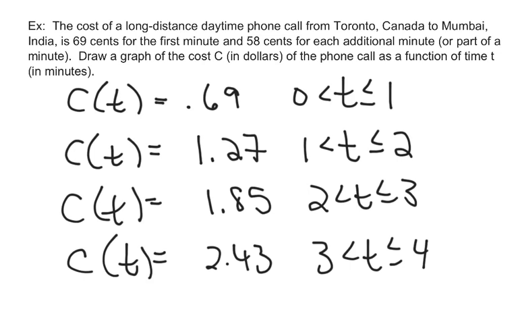Now, what would this graph look like when you go to graph it? Well, since you can't talk for negative time, we'll do mostly a first quadrant here. Here's $1, $2, $3. This will be our dollars, and this will be our time t. So we said that from 0 to 1 minute, it costs 69 cents. So something that looked like this. From 1 to 2 minutes, we said it costs $1.27. So something like this. From 2 to 3 minutes, we said it cost $1.85.